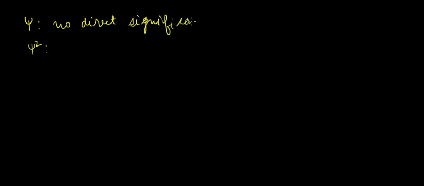Okay, hi guys, so we'll be continuing on seeing more on Schrodinger wave equation. Just a note before starting: psi doesn't have any physical significance until we write something like psi square. So this does not have any direct significance. Psi square is actually referred to as probability density.